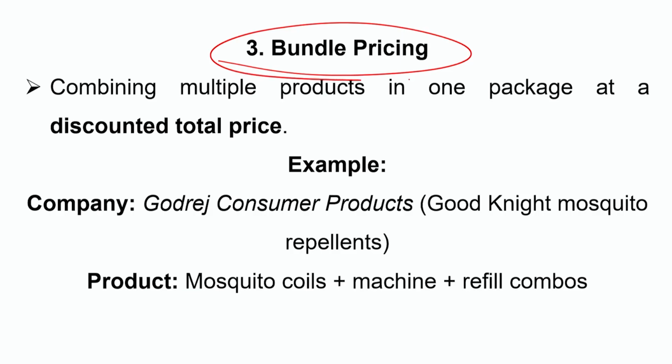Then bundle pricing. I told you, a combination of 3 to 4 products at the same time. Why are we doing so? Because our product is at the peak.